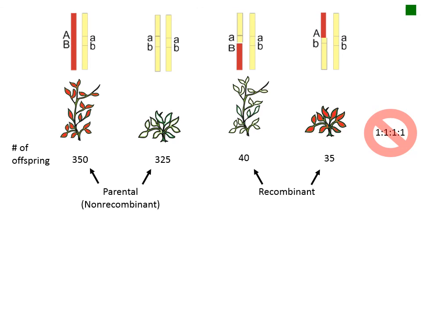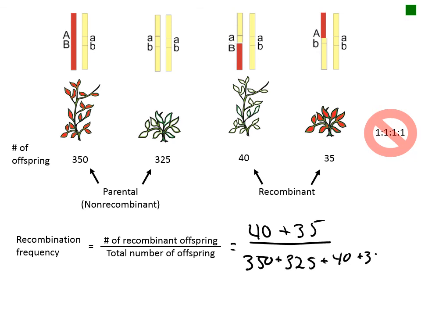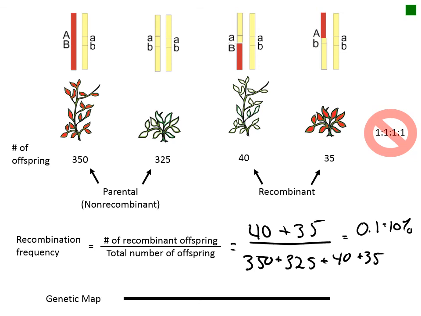The frequency of recombination is then the number of recombinants divided by the total number of offspring. In this example, that would be 40 plus 35 divided by the sum of all of the plants total. This is equivalent to 0.1 or 10%. This means that when you draw the genetic map, gene A and gene B are 10 map units away from each other.